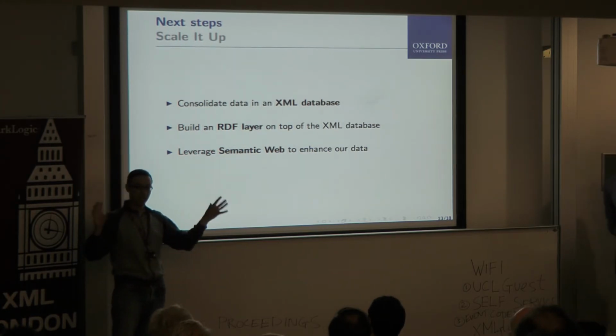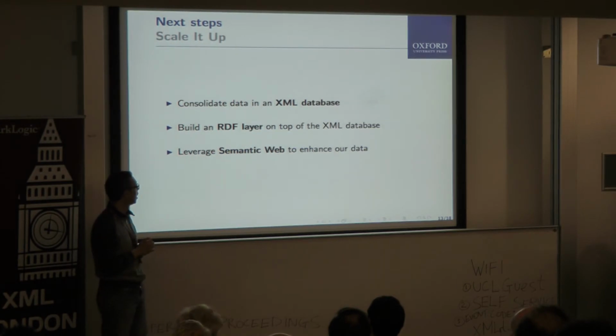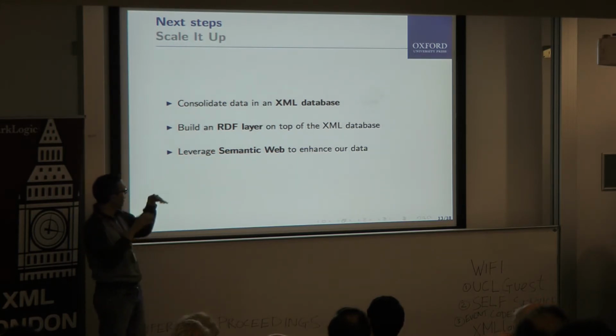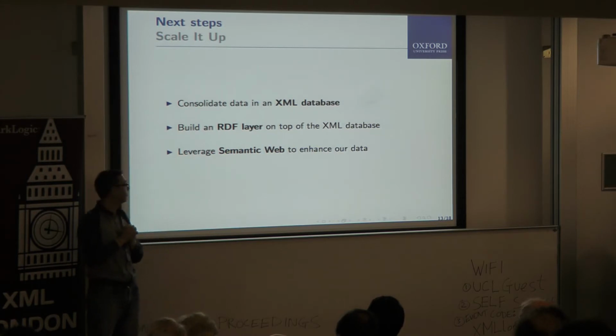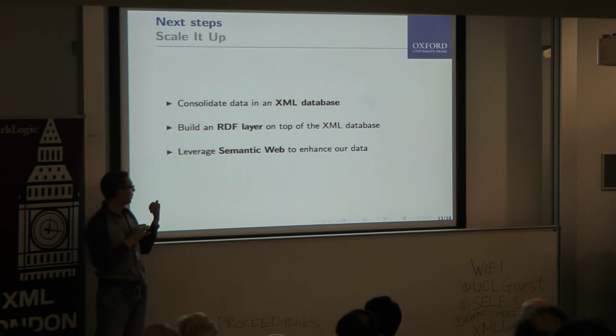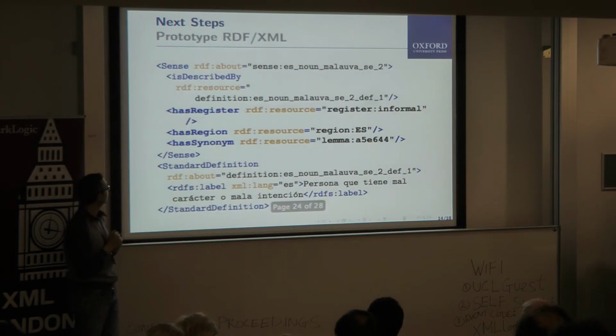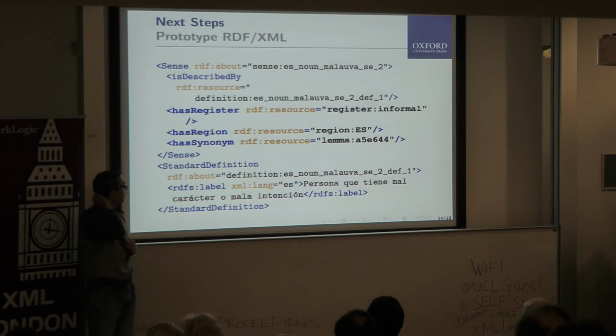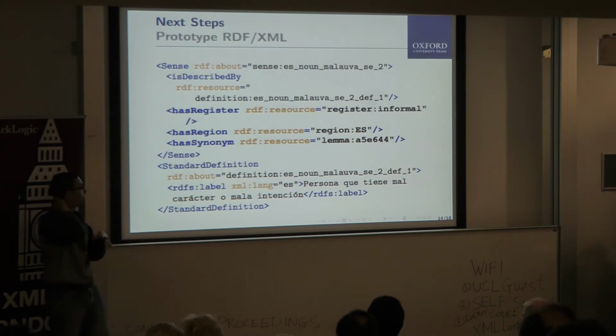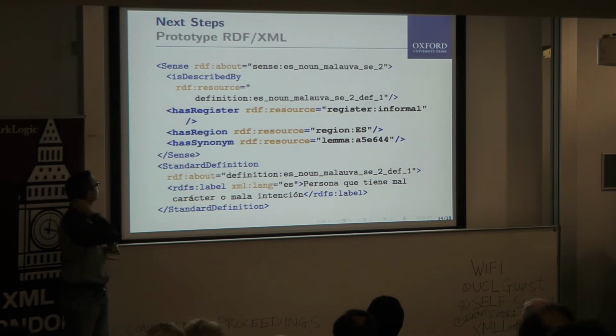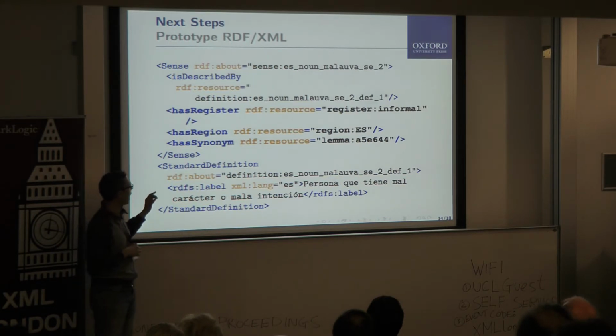First of all, we want to consolidate all these data sets into an XML database and possibly then use APIs on that. We want to build an RDF layer on top of the XML database in order to start using semantic web technologies to manage our data. This is an example of serialization from XML into RDF that we tried on a prototype, again on the Spanish dictionary. There are two things I just want to flag here.